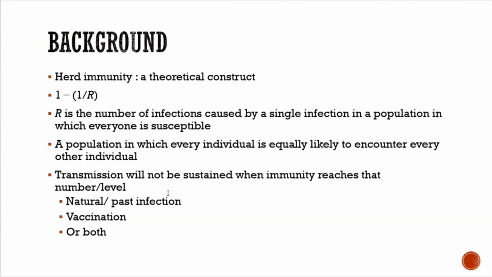So it basically states that the transmission will not be sustained when immunity reaches that level that is a calculated number. And this can be achieved in a number of ways: natural infection or past infection, vaccination, or both. And we know that just doing number 1 alone is not going to get us there fast enough. In fact, with all these new variants, there's no chance. So we really need both, with the emphasis being on vaccination.